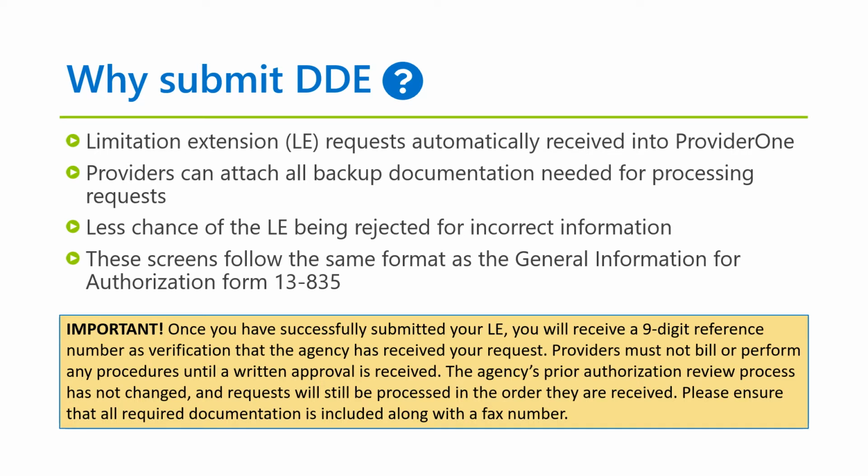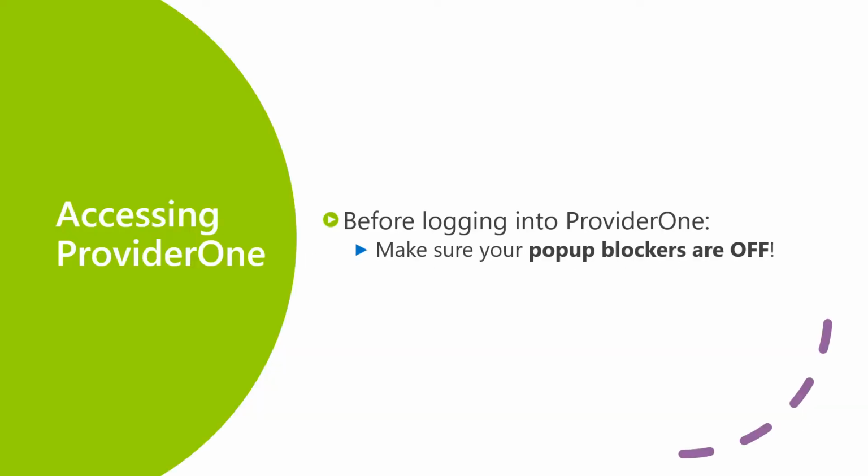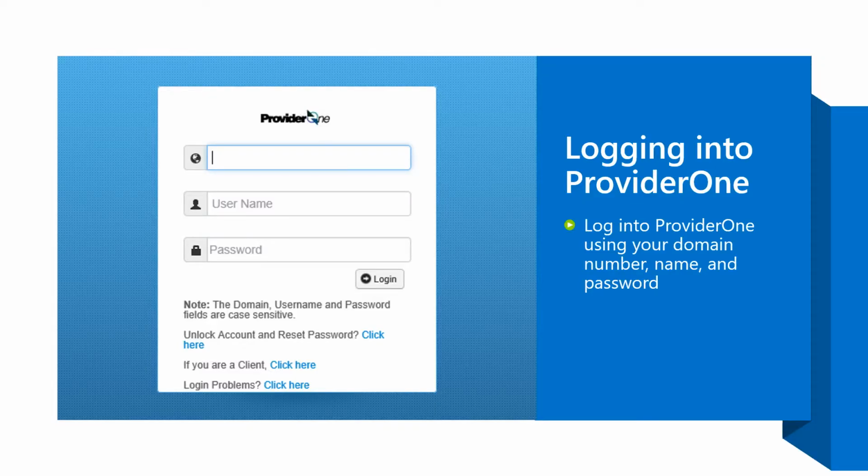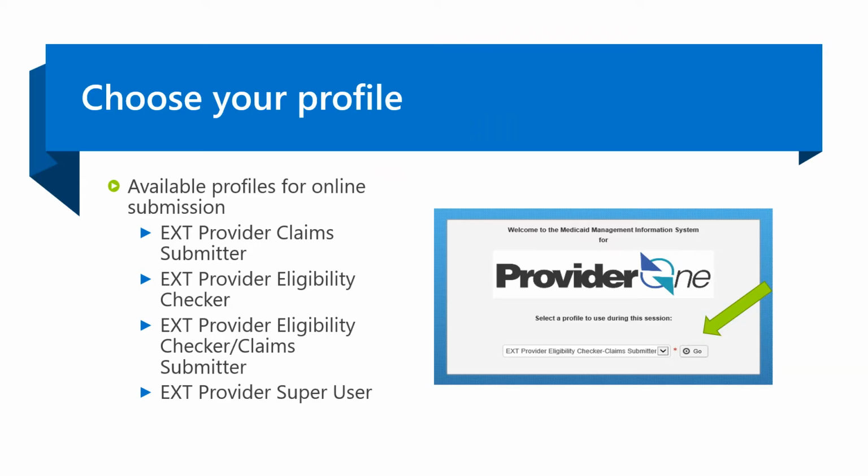You will also need to ensure that all required documentation is included with your request, as well as a fax number. More information on how to submit this information will be provided in future slides. Before logging into the system, make sure that your pop-up blockers are off. After pop-up blockers have been turned off, you can log into ProviderOne using your domain number, username, and password. Next, choose the appropriate profile.